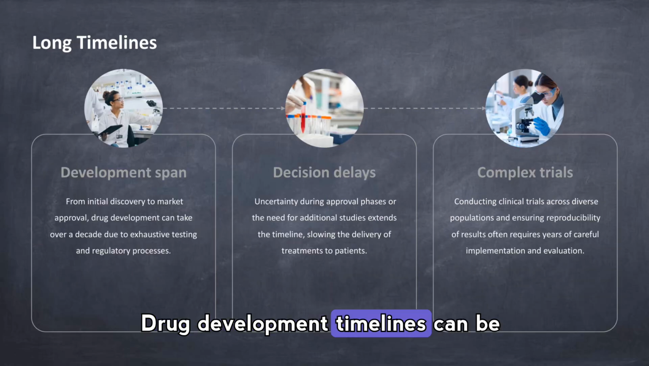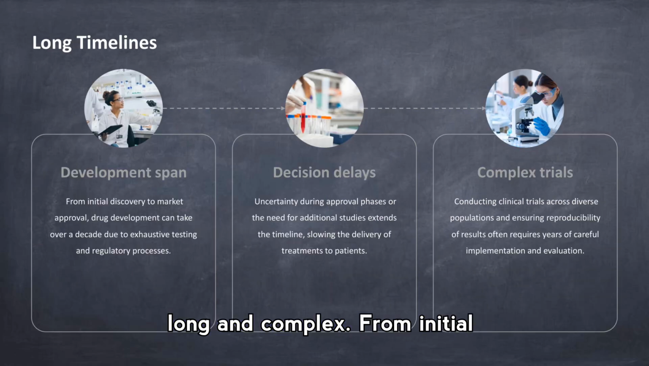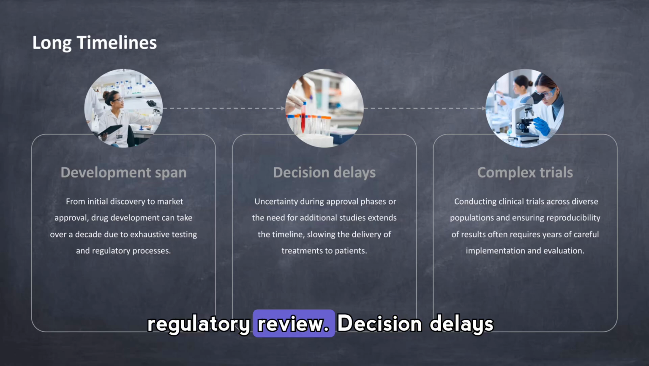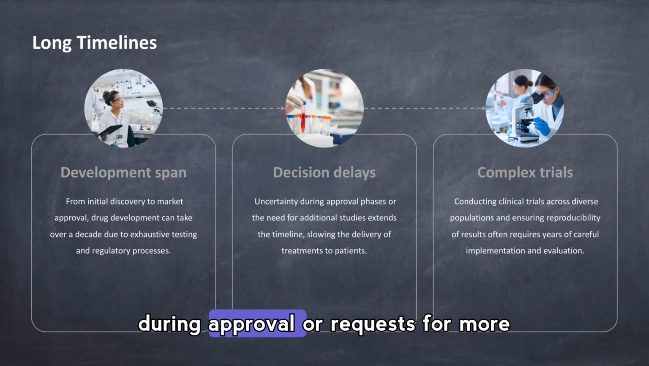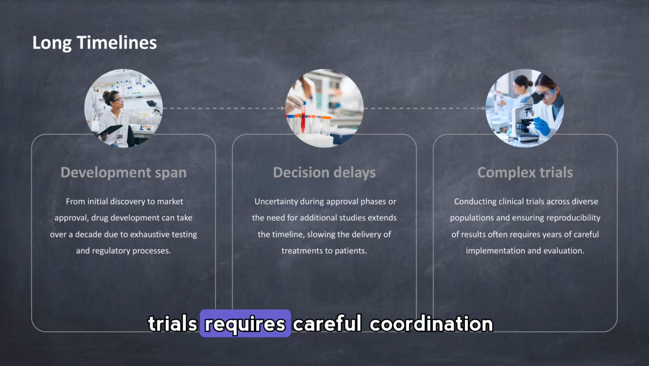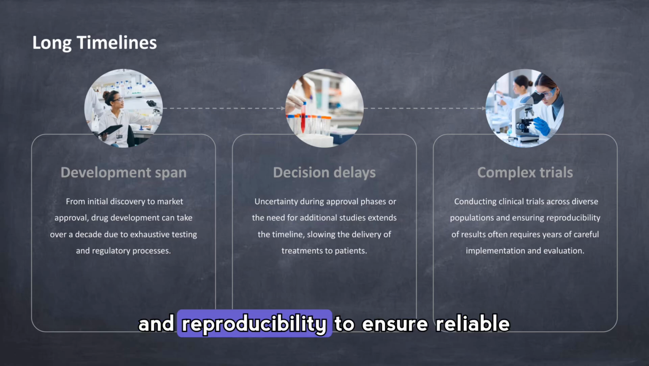Drug development timelines can be long and complex. From initial discovery to market approval, the process often spans over a decade due to rigorous testing and regulatory review. Decision delays during approval or requests for more studies extend timelines. And conducting complex multi-center trials requires careful coordination and reproducibility to ensure reliable results.